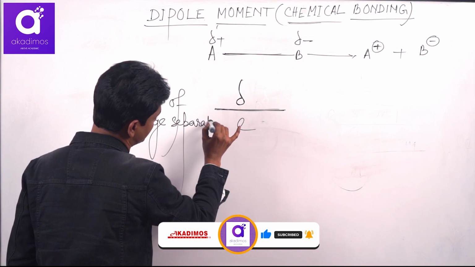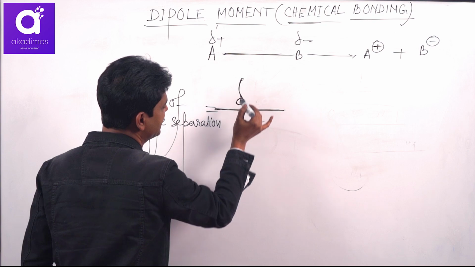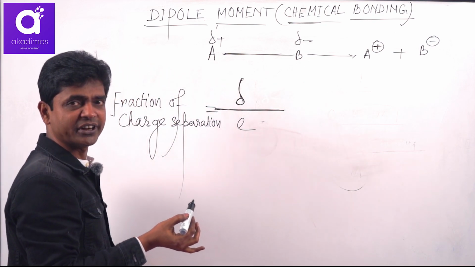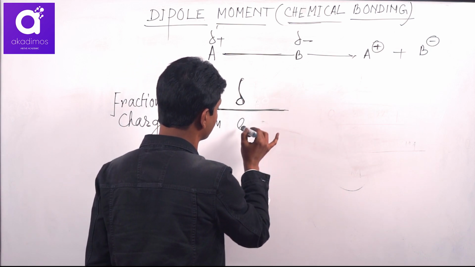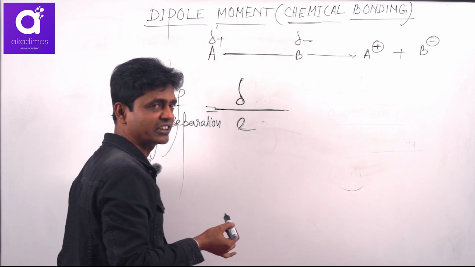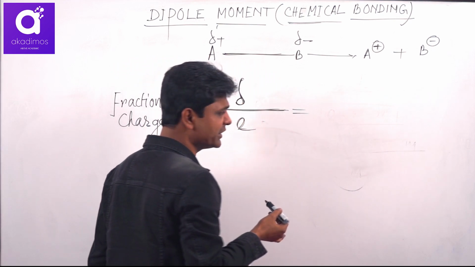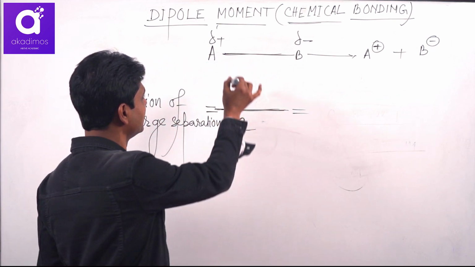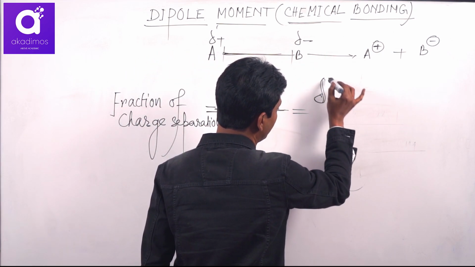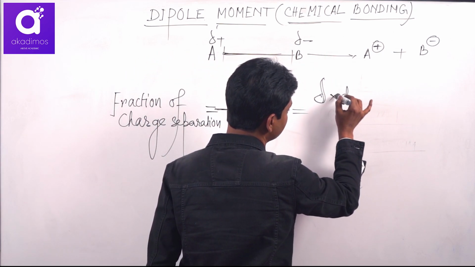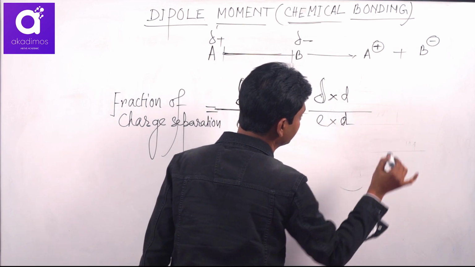Fraction of charge separation. That fraction of charge separation will be expressed by delta, which originally arises from the difference of electronegativity, and if it undergoes complete dissociation, complete separation, then it is E. Now if I multiply both denominator and numerator by the bond length D, the bond length between A and B, you will get delta into D over E into D.